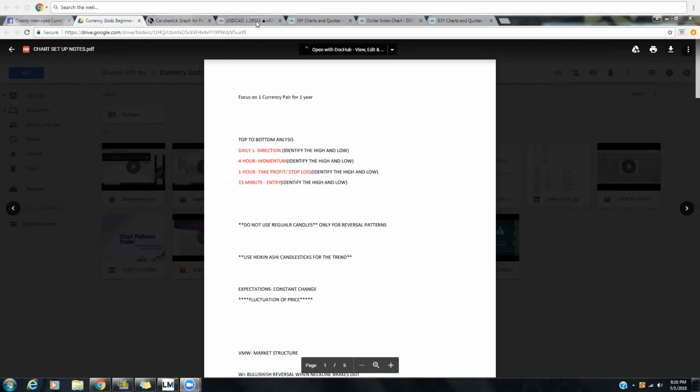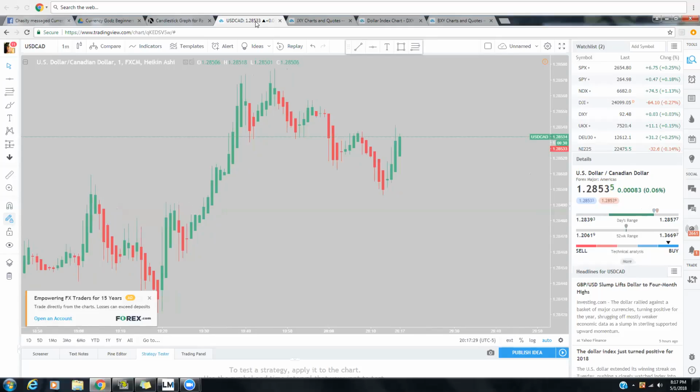First things first, we use TradingView.com for our chart setups. By using TradingView.com, you have access to it not only on your desktop, you have access to it on your laptops, your tablets, as well as your phones. So you'll always have access to your charts once you have them set up.